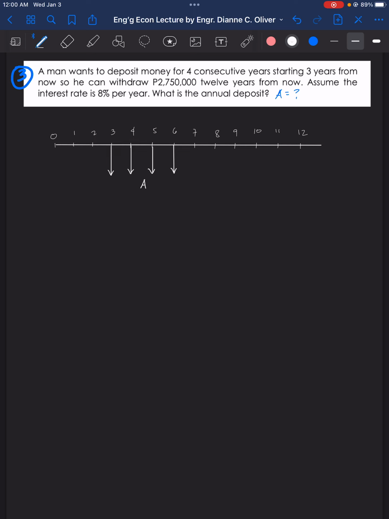So what's the value of A? This is A, question mark. And the target here is on the 12th year. So this is the target. He can withdraw this amount, 2,750,000. So what will we do here? The year 0 of this annuity is at the 2nd year. So year 0 here, then we'll have a line here up to the 6th year.